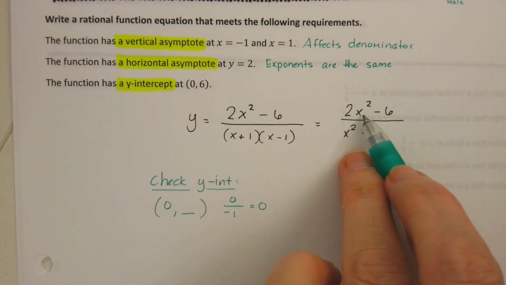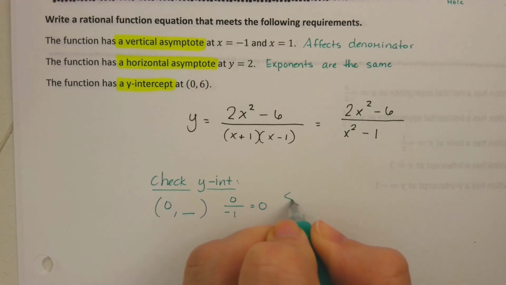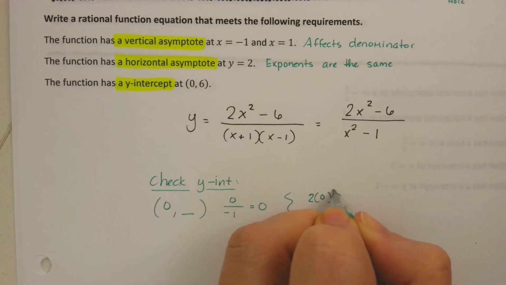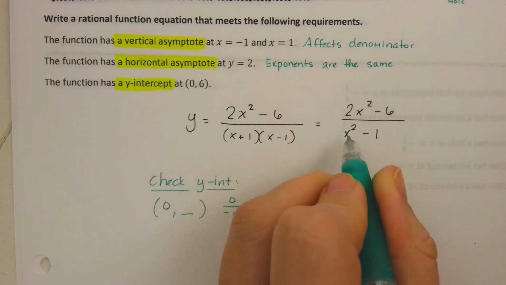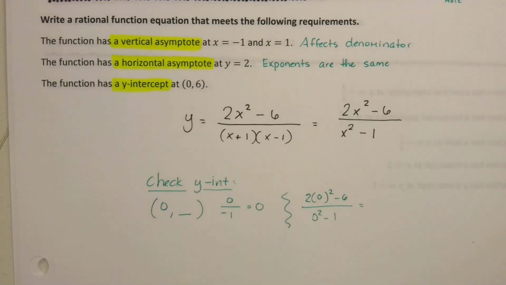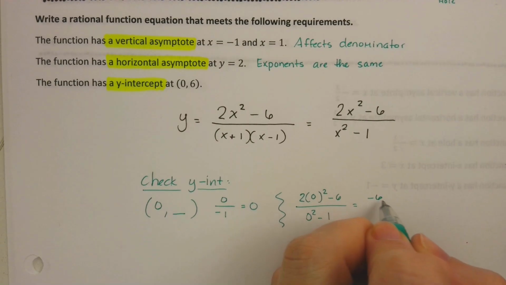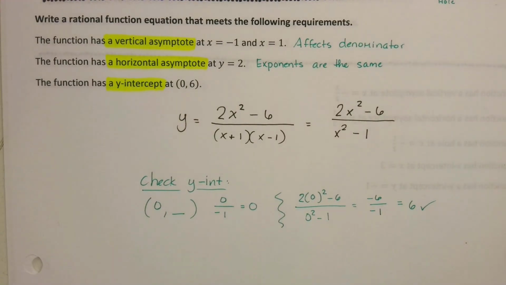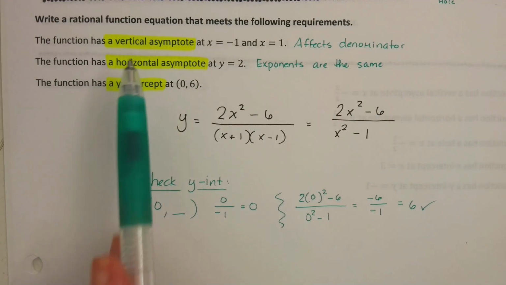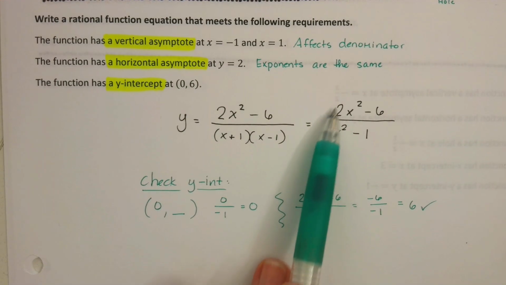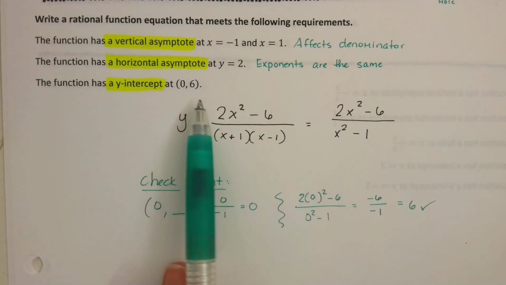Okay, again, checking our y-intercept. On the top, if I plug in 0 for x, I would have 2 times 0 squared minus 6. And on the bottom, I would have 0 squared minus 1, which would simplify to negative 6 over negative 1, which is 6. And that was the last thing we had to have match. It has the correct vertical asymptote, the correct horizontal asymptote of 2, and it does have a y-intercept of 6 now.